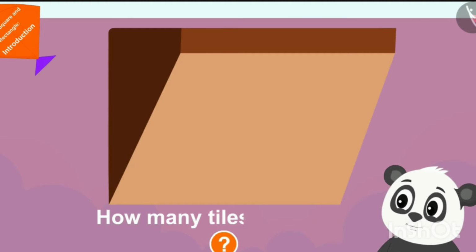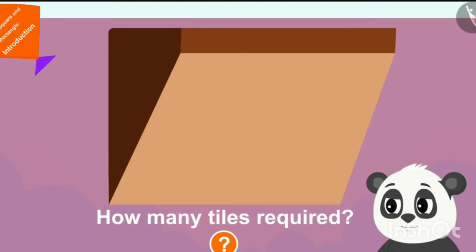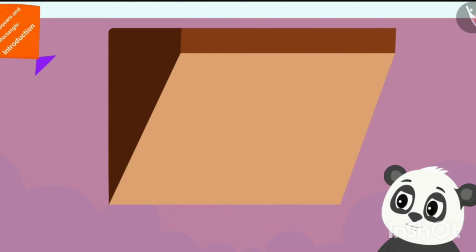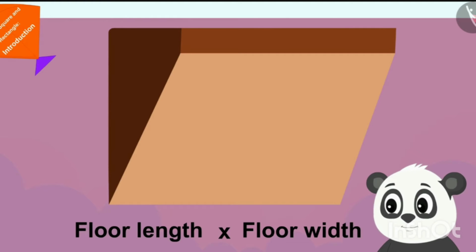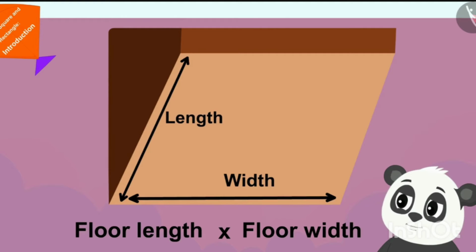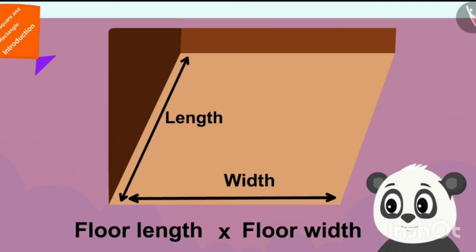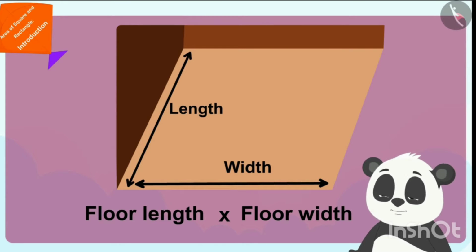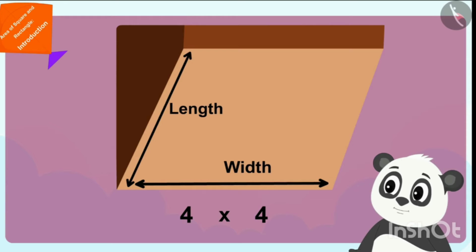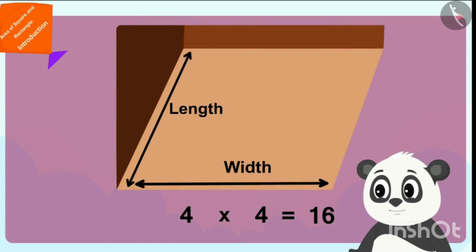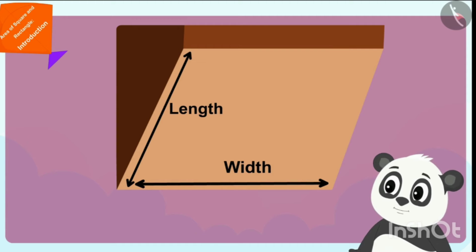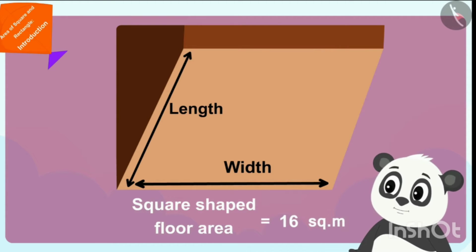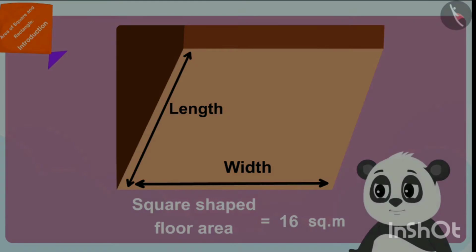In order to find the number of tiles required to cover Golu's square-shaped floor, he only has to multiply the lengths of any 2 edges of his floor. In this way, Golu needs 4 times 4 or 16 tiles. In other words, Golu's square-shaped floor has an area of 16 square meters.